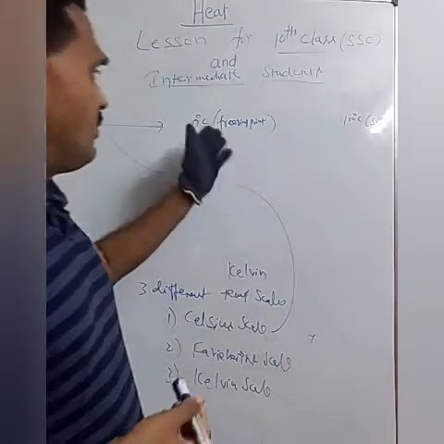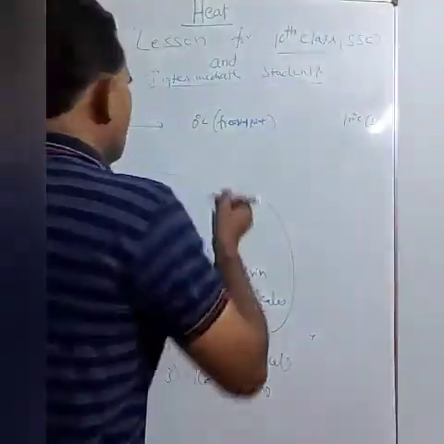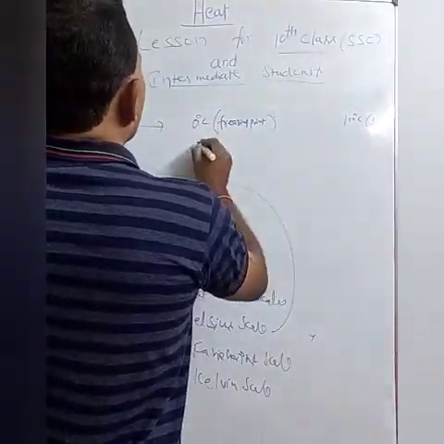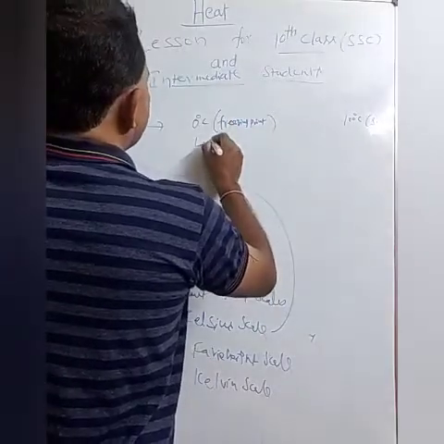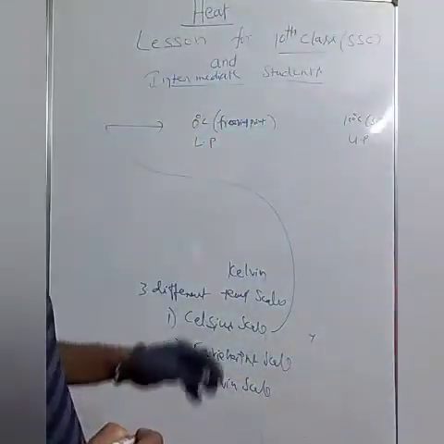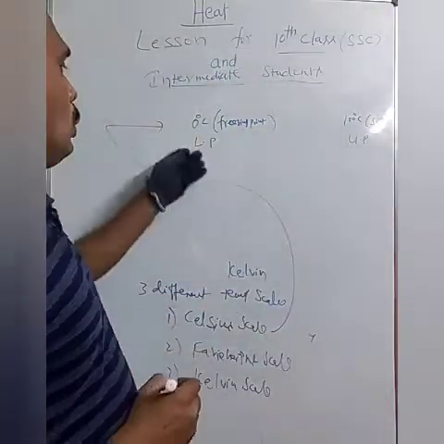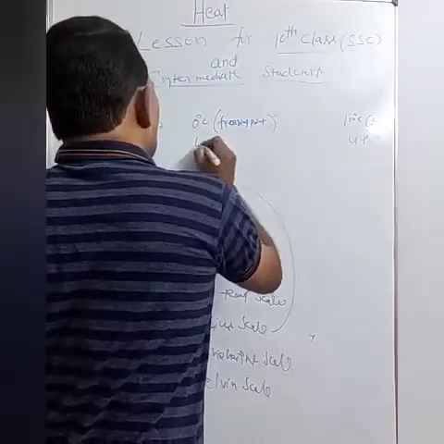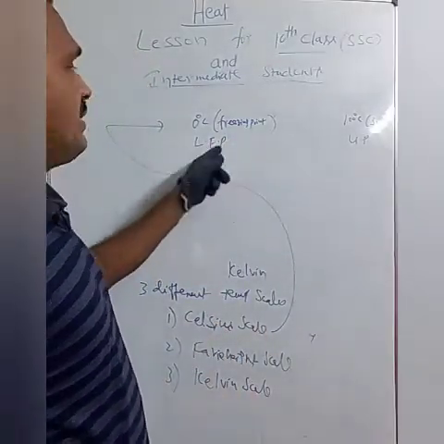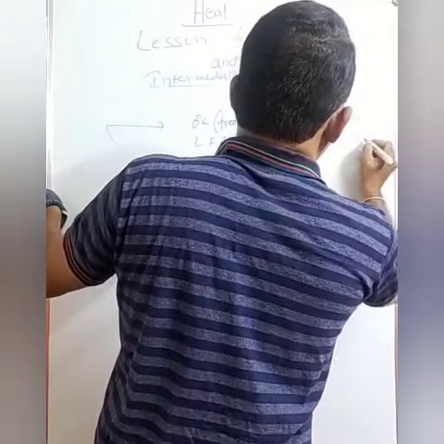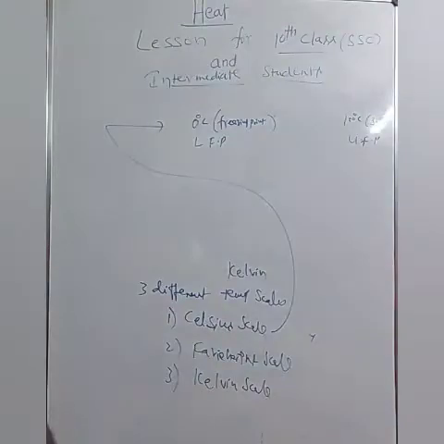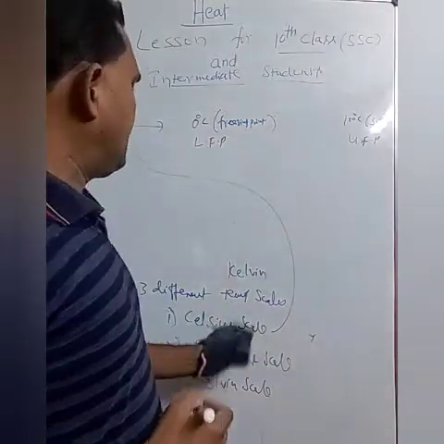This freezing point and boiling point, we can write as the lower point and the upper point, LP and UP. Otherwise you can write it as LFP, lower fixed point. This is fixed, that's right, lower fixed point. This is the upper fixed point, UFP. With this, we can define the Celsius scale.